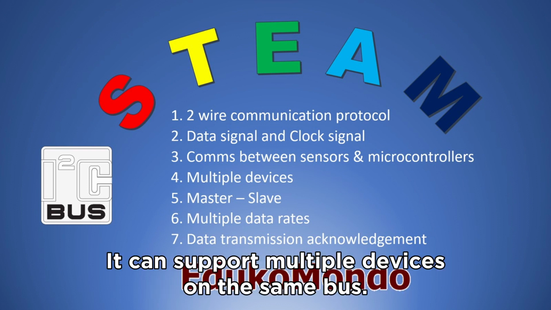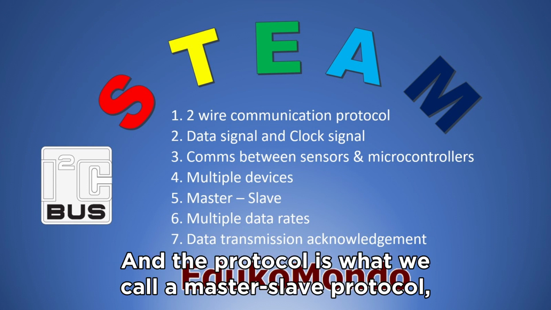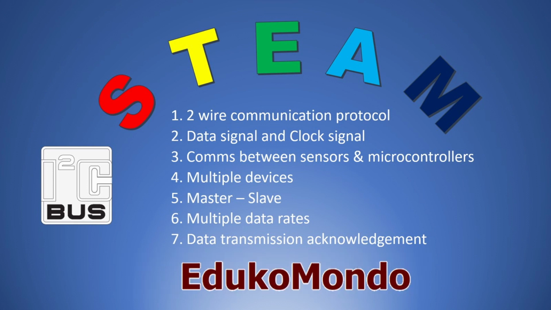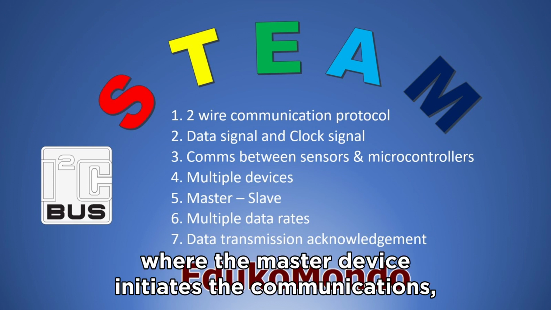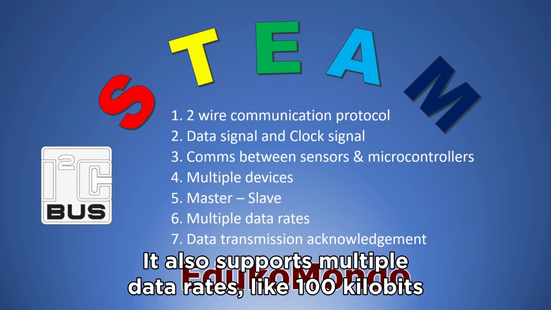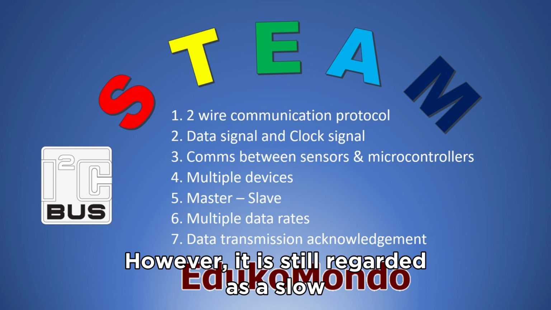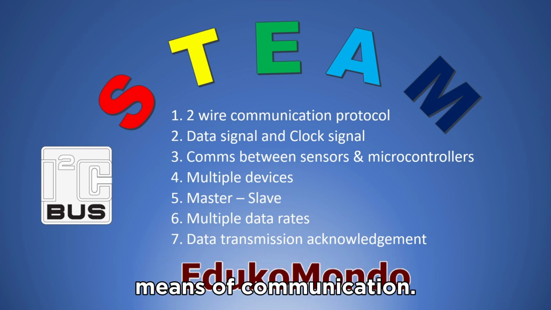It can support multiple devices on the same bus, and the protocol is what we call a master-slave protocol, where the master device initiates the communications and the slave device or devices respond. It also supports multiple data rates, like 100 kilobits per second, 400 kilobits per second, and even a high speed of 3.4 megabits per second. However, it is still regarded as a slow means of communication.